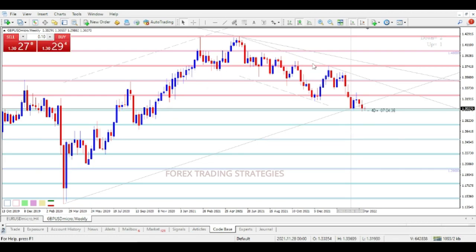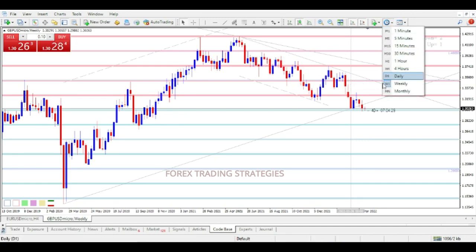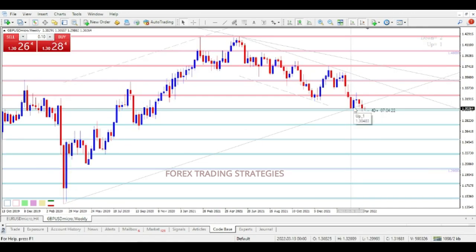So this is the weekly time frame actually. If you haven't seen, we are actually on the weekly time frame. So this is a week, a week, a week, a week. This is previous week, last week, and this is today. It's Monday. This is the start of a new week.